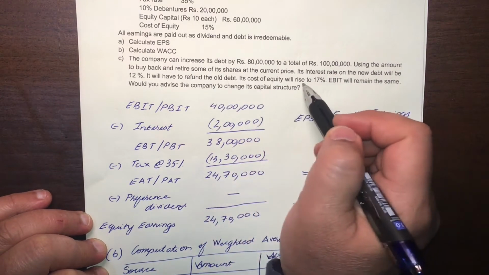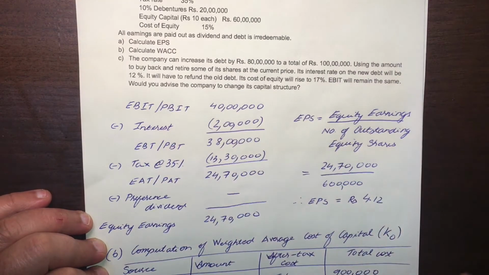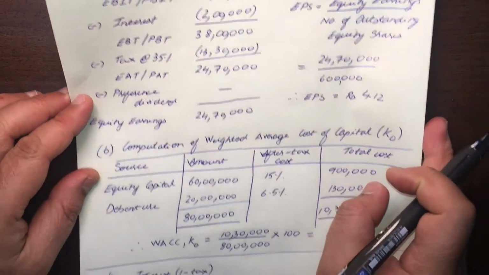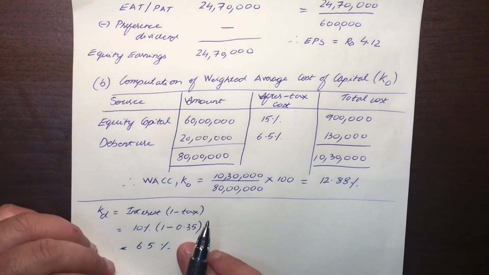Its cost of equity will rise to 17%. EBIT will remain the same. Would you advise the company to change its capital structure? Now let us find out whether it is advisable or not to change its capital structure. All right.